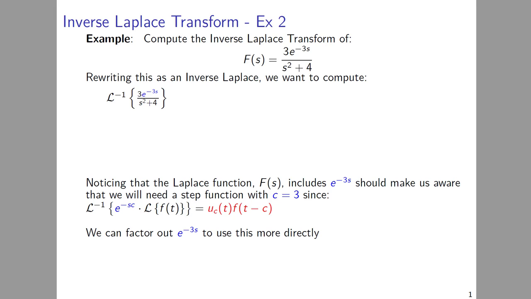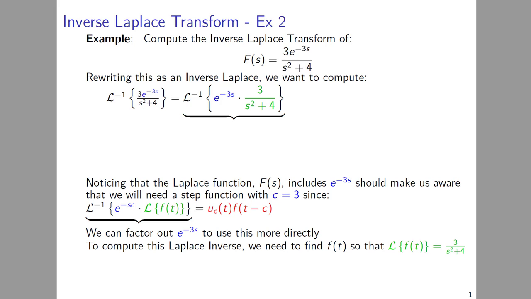To use this more directly, we can factor out e to the negative 3s, so we have the Laplace inverse of e to the negative 3s times 3 over s squared plus 4, where 3 over s squared plus 4 is the Laplace transform of some function f of t that we need to find. To do this, we need to compute the inverse Laplace of 3 over s squared plus 4.